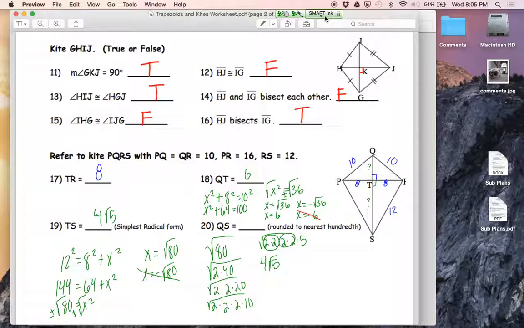Simplest radical form. Now, for QS, all I'm going to do is add 6, which was this length, plus 4 square root 5, which was this other length. But it wants it rounded, so I'm just going to plug it in my calculator, and that gives me 14.94.